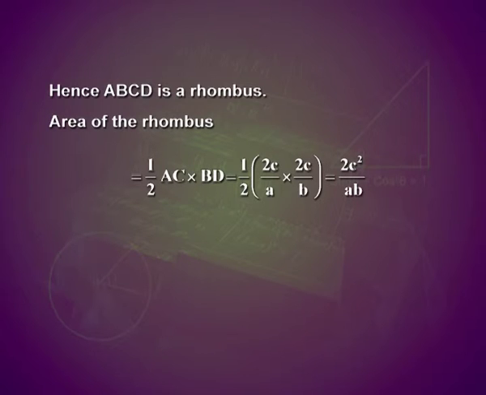Area of the rhombus is given by the formula half d1 into d2. Using that, we have half of AC into BD. On substituting the values, we have 1 upon 2 into 2c upon a into 2c upon b. So, on simplifying, we have 2c square upon AB, hence proved.